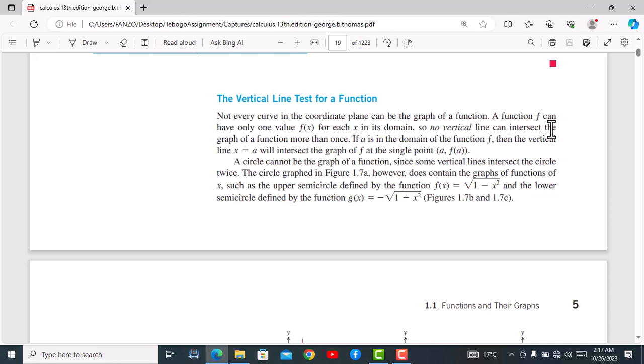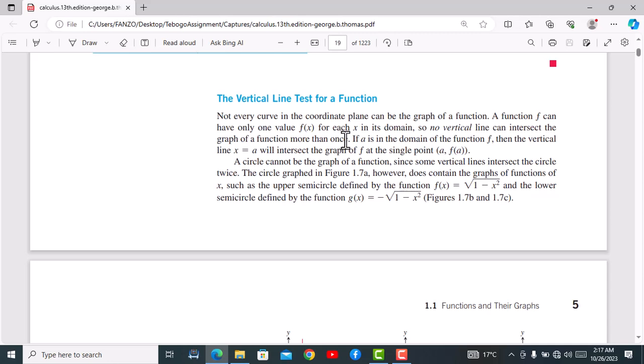So no vertical line can intersect the graph of a function more than once. So when you run the vertical line test, and it only cuts the value for every value of x, you have only one value of y, therefore the function passes what we call a vertical line test. So we are saying no vertical line can intersect the graph of a function more than once. So when we run the vertical line test, we cannot have a vertical line that can do what now? That can intersect the graph of a function more than once.